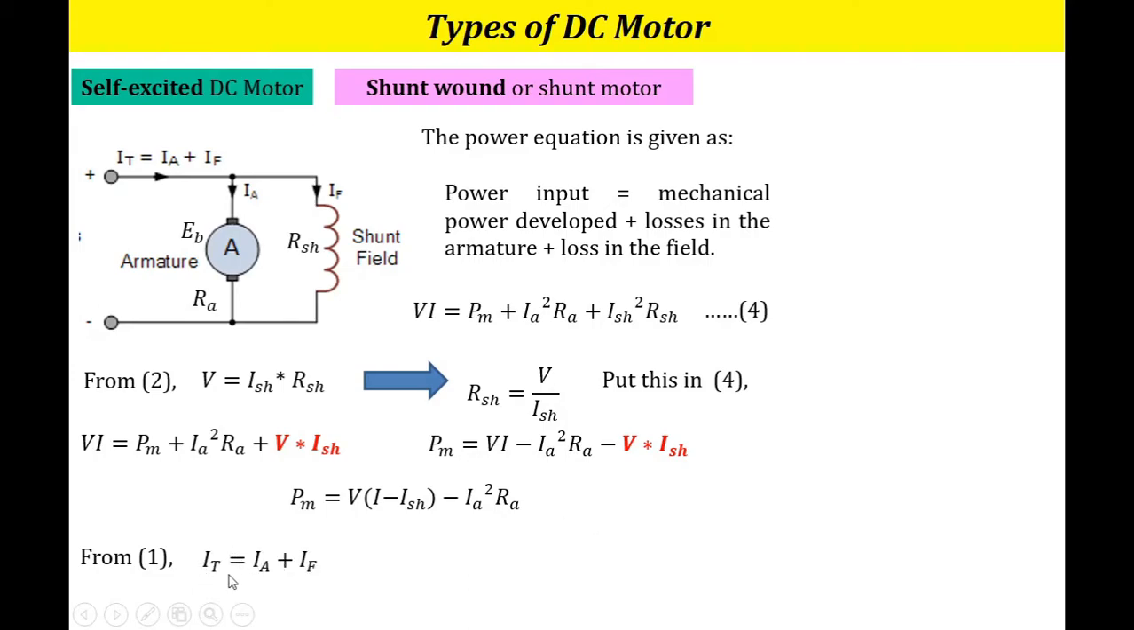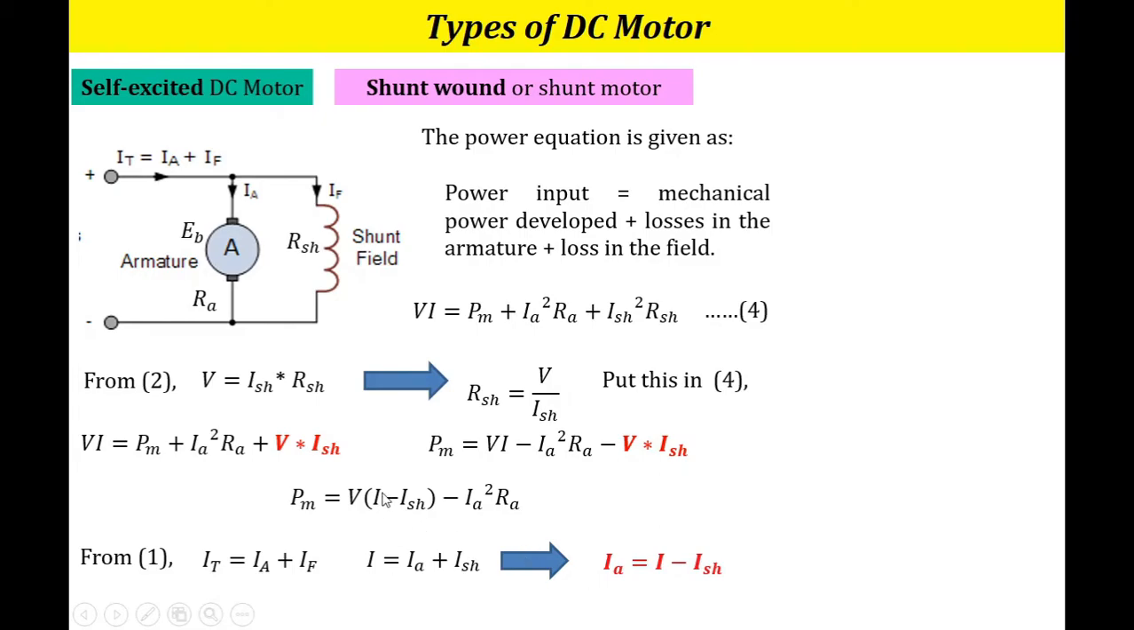We got this equation, total current I equal to armature current IA plus field current. In other words, we can write it as I equal to IA plus ISH. I already told you that in some books it will be IF, that is the field current, and in some books it will be ISH. So here we are going to use ISH. Now from this equation, we can write IA equal to I minus ISH, just shifting this term ISH to the left hand side.